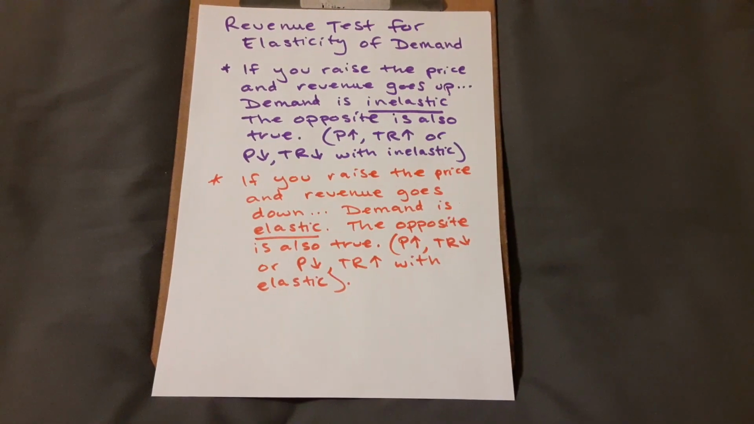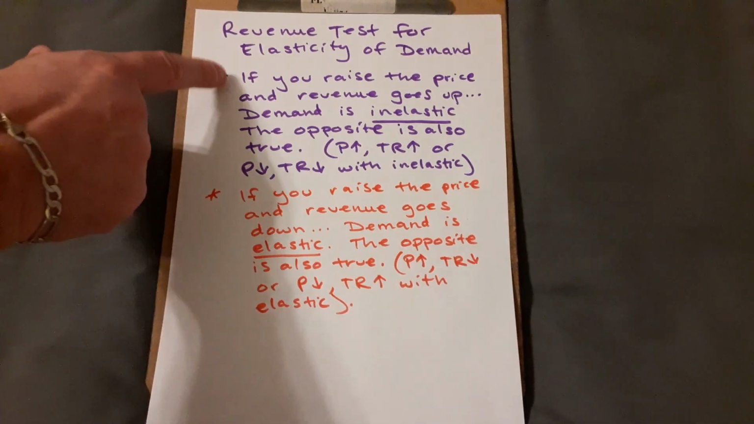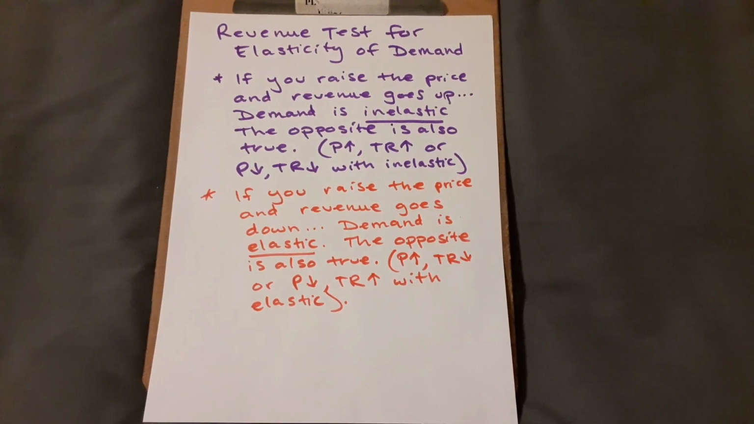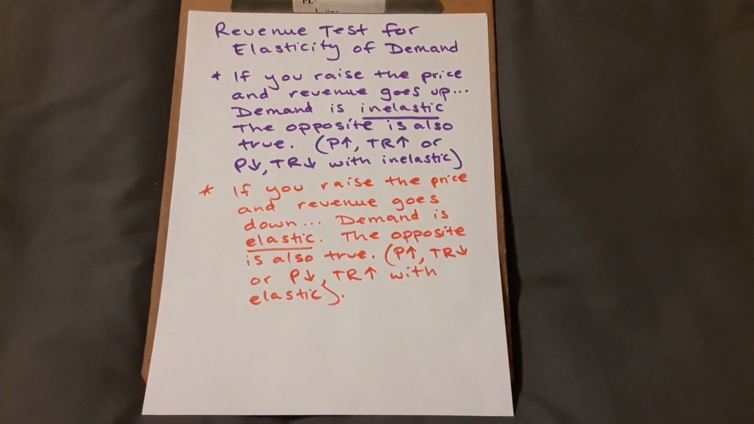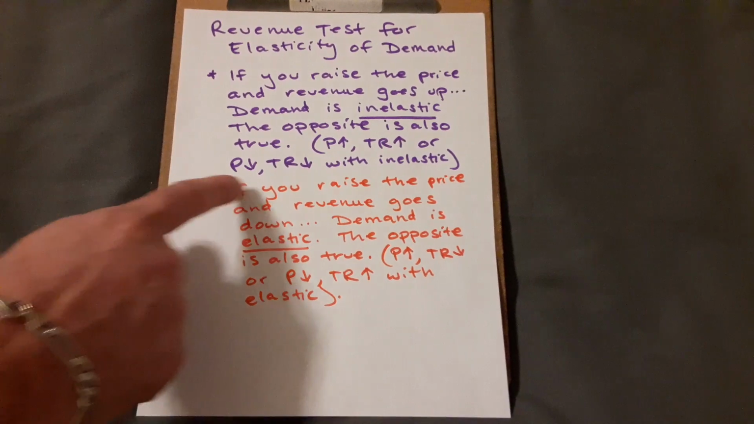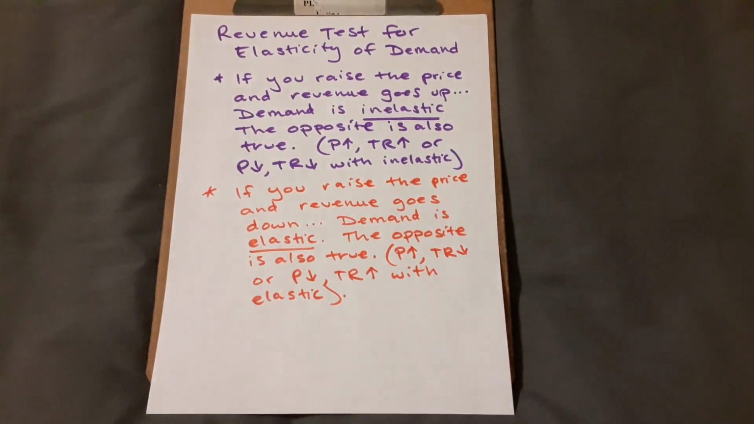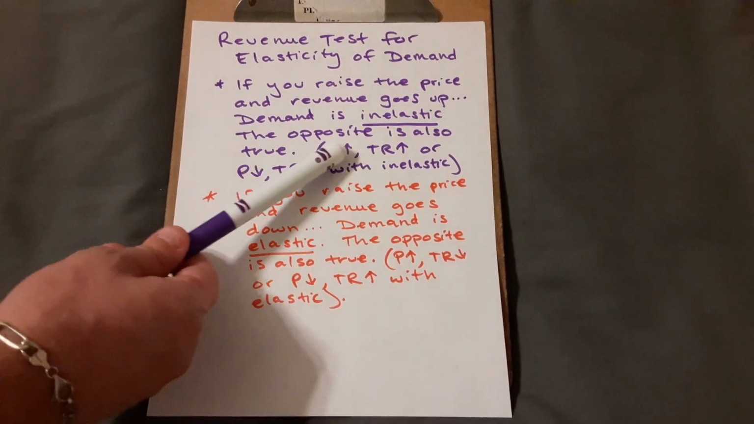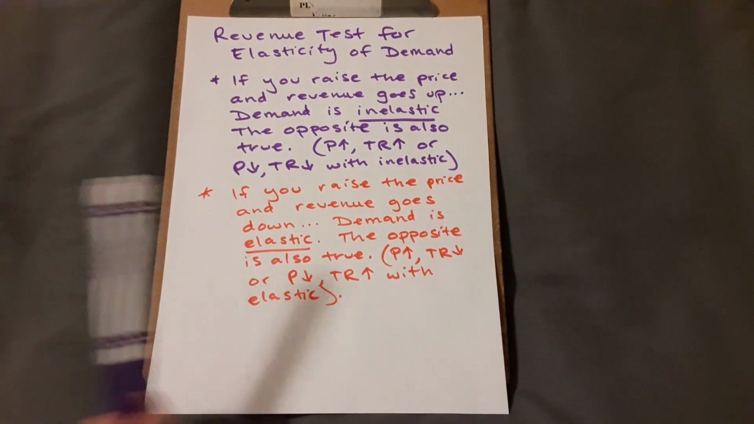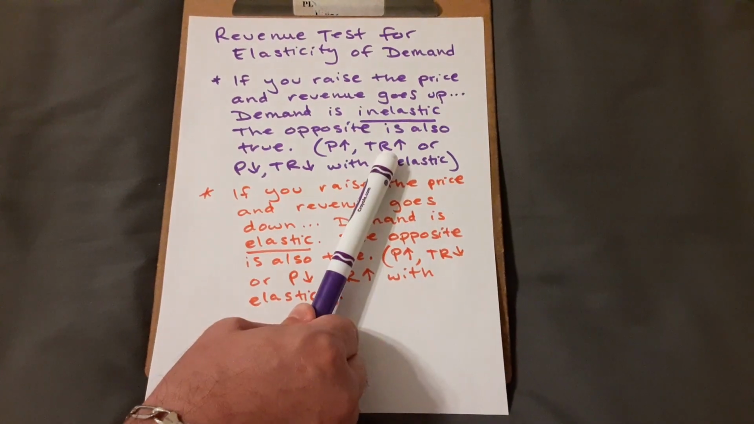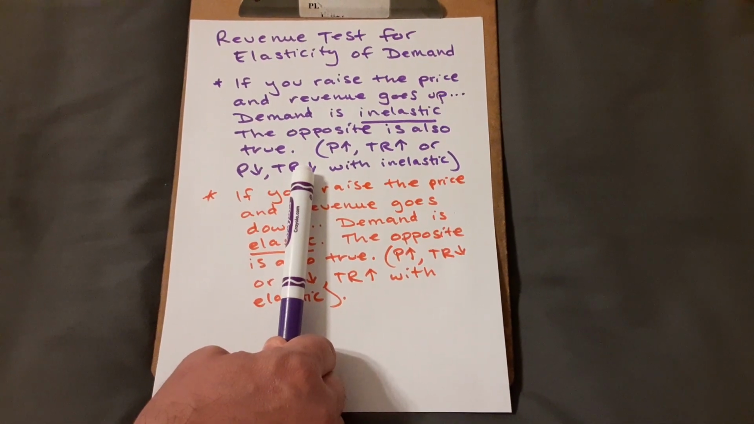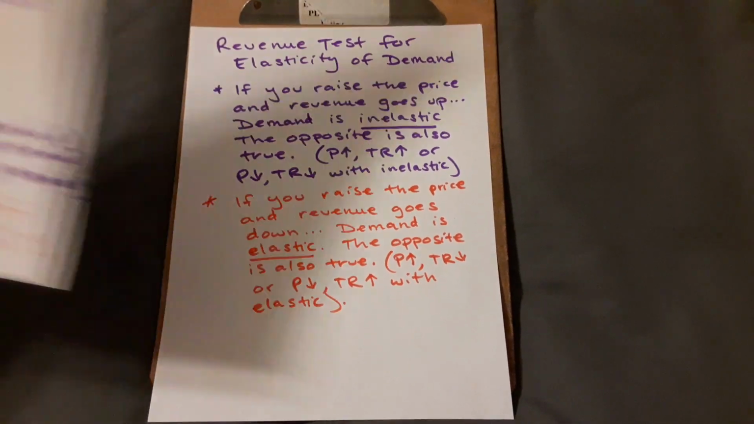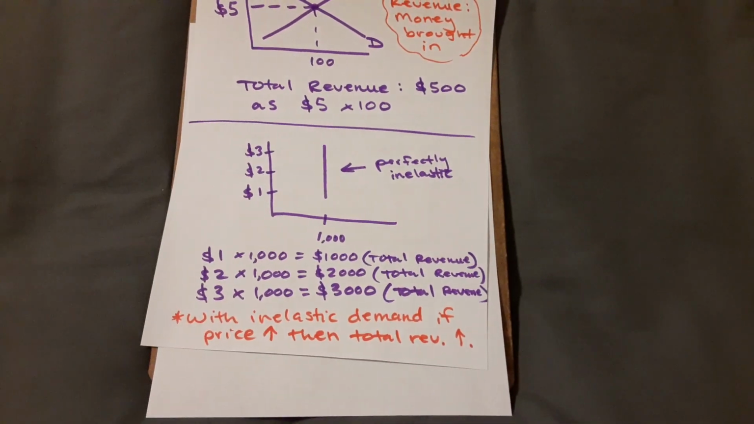So here it is spelled out for you, the revenue test for elasticity of demand. It's this: if you raise the price and total revenue goes up, then demand is inelastic, and the opposite would also be true. Meaning that if you drop the price, then total revenue would go down. So notice with inelastic demand, the arrows move the same way. If you raise the price, total revenue goes up, or if you lower the price, total revenue goes down. Okay, so it's the same thing that we saw right here.